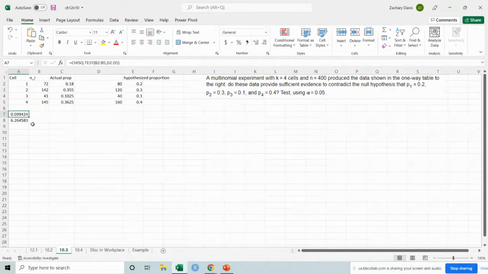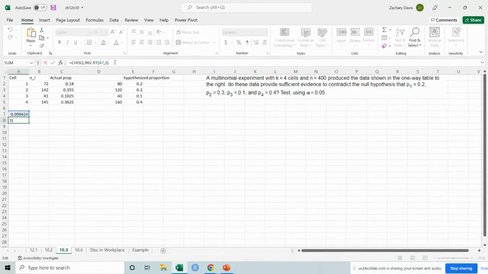To get the chi-square value, we use chi-square inverse, right-tailed. It takes that p-value that we got, and we know that it's k minus 1 degrees of freedom, right? So 4 minus 1 is 3. And that's how you would get the chi-square value for a one-way contingency table.